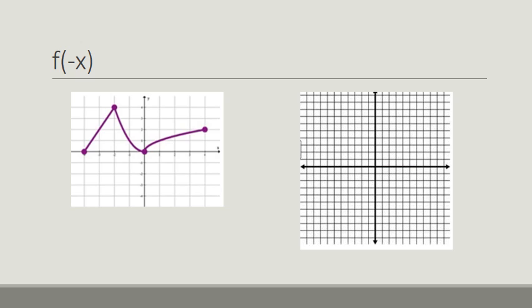The f of negative x on the inside reflects it over the y-axis. So my point of negative 4, 0 becomes 4, 0. So it makes all of your x values the opposite of what they were. The point negative 2, 4 becomes 2, 4. 0, 0 will stay the same. And then that square root little thingy there.